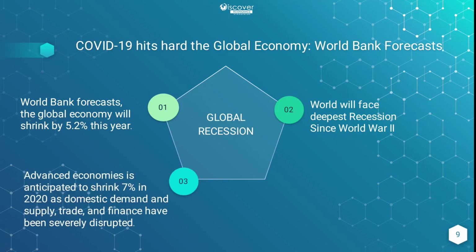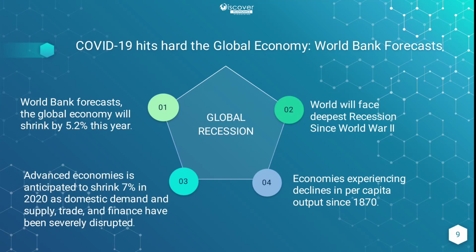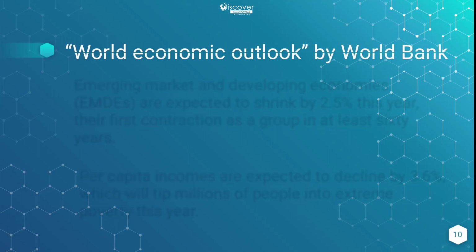Then we had advanced economies anticipated to shrink by 7% in 2020, as domestic demand and supply, trade and finance have been severely disrupted. Then we had economies experiencing a decline in per capita output since 1870. So all these things are going to have adverse impacts on the economies.